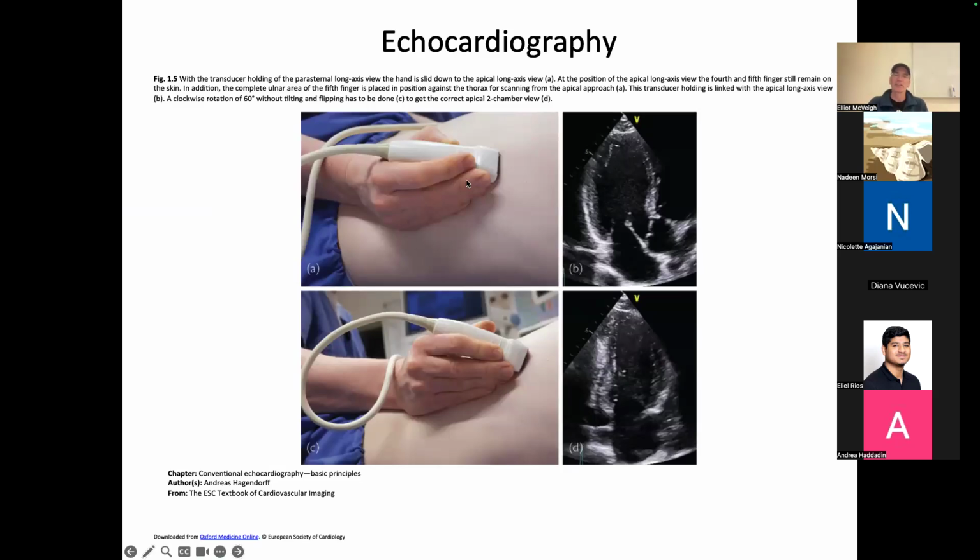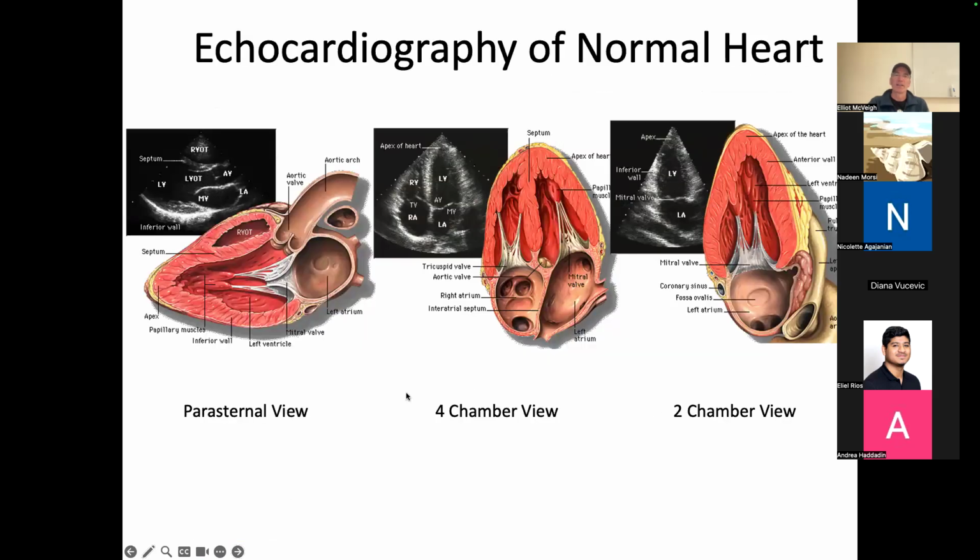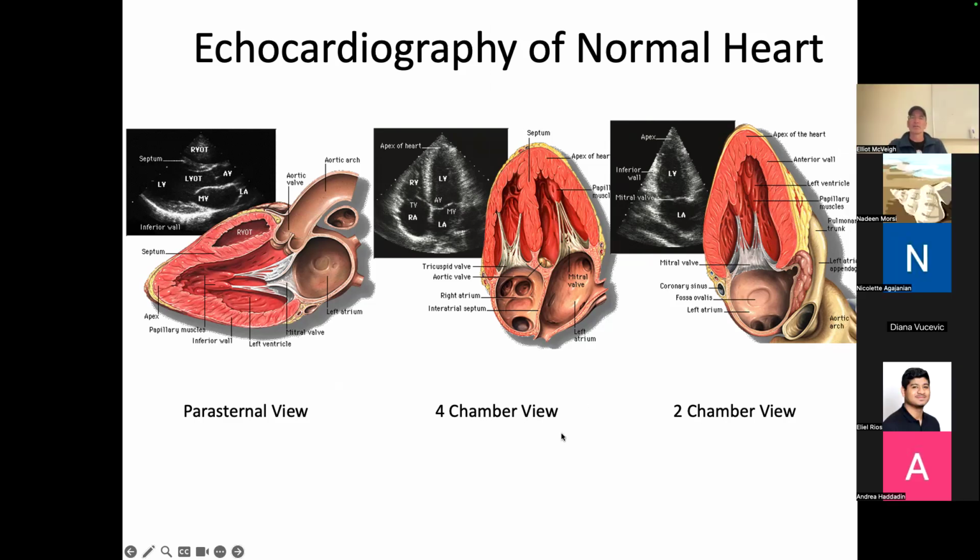Again, here's our transducer. I've got a nice view of the left ventricle, left atrium. I can rotate the transducer and look at different tissue. Here are the coordinates of classic views of the human heart from echocardiography. And these views also are used in nuclear medicine, MRI, and CT.